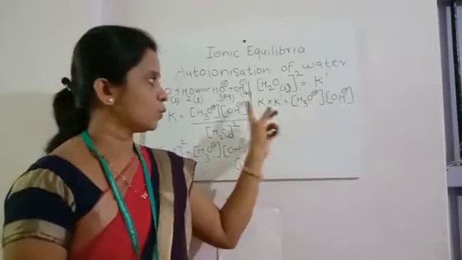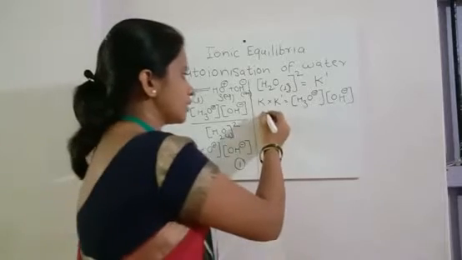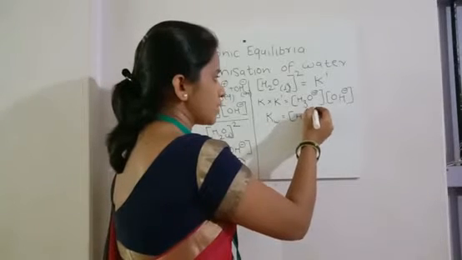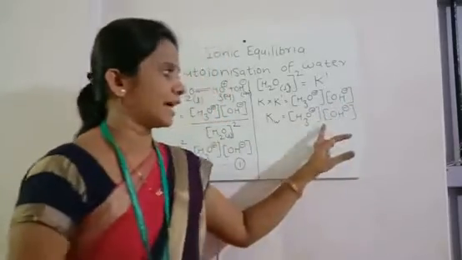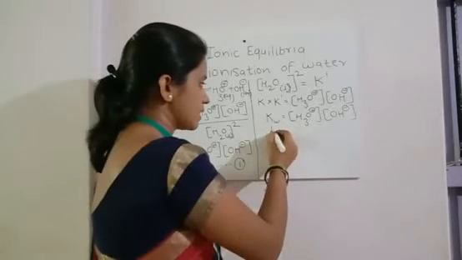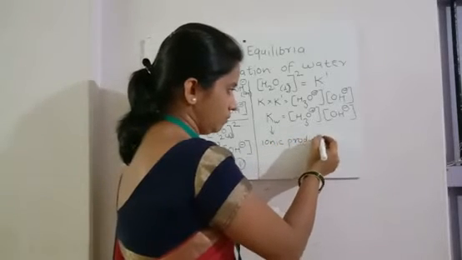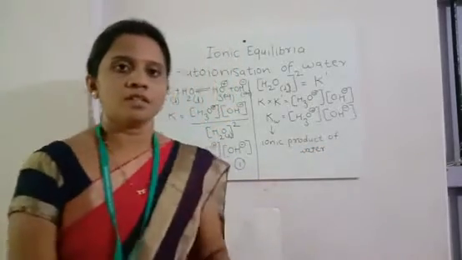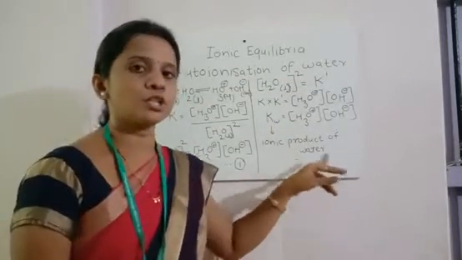Okay. Now this K into K dash, we can take this term as another constant, that is Kw. So Kw is equal to H3O plus and OH minus, and this Kw is called the ionic product of water. So up to this we have derived the expression for ionic product of water.